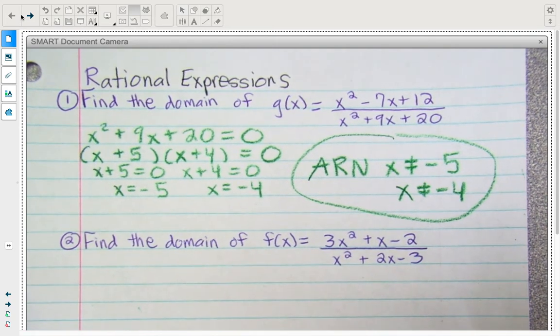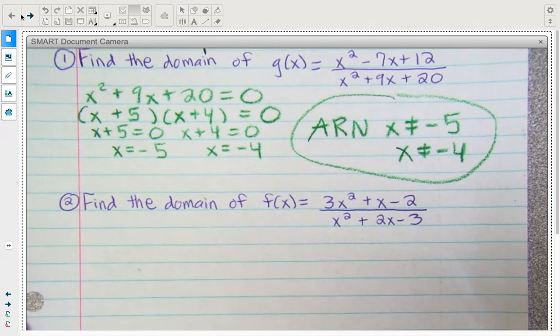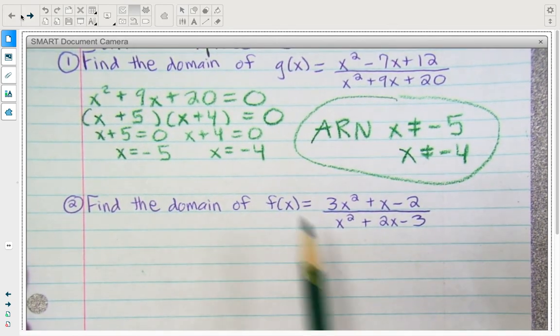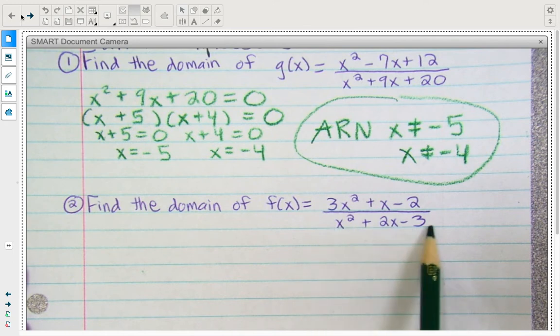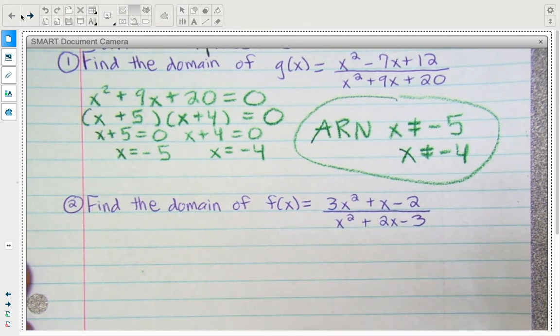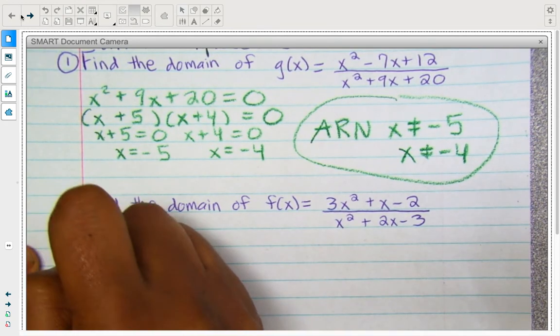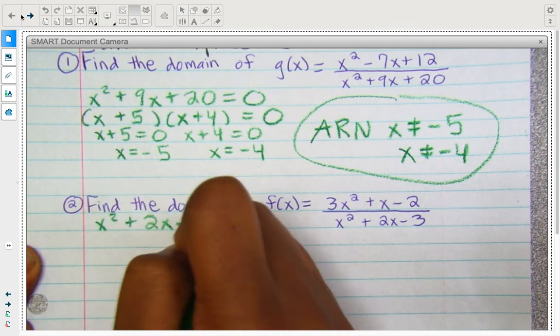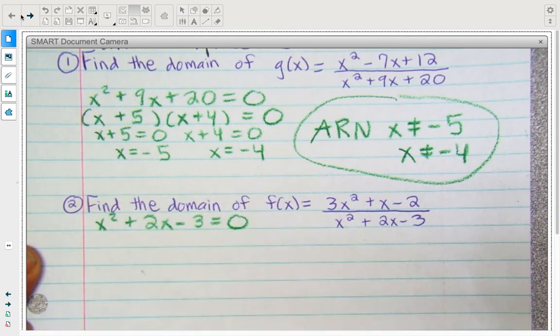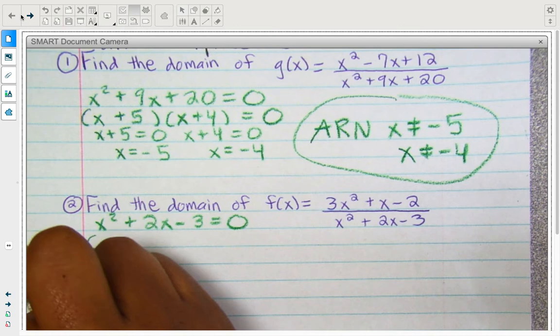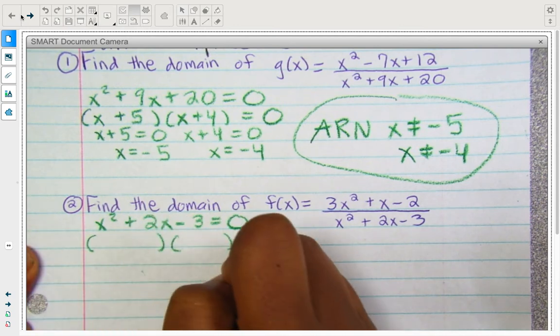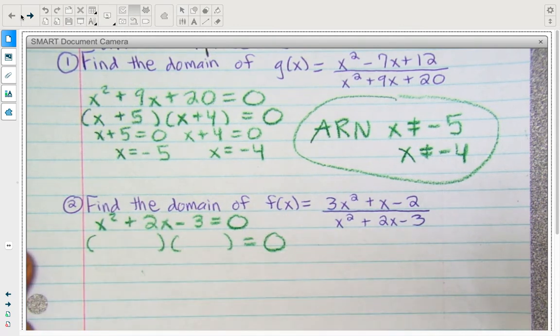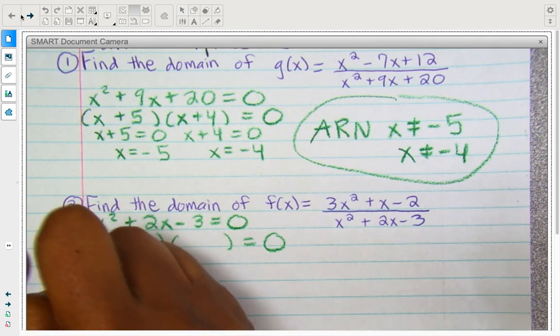All right, let's try number 2. So we're going to go through and find the domain for number 2. Again, set your denominator equal to 0 and solve the equation. So x squared plus 2x minus 3. Now I'm going to factor this. You can try another way if you want, complete the square, quadratic formula, etc. I just think it's probably fastest and easiest if we just go ahead and set up our parentheses and factor.